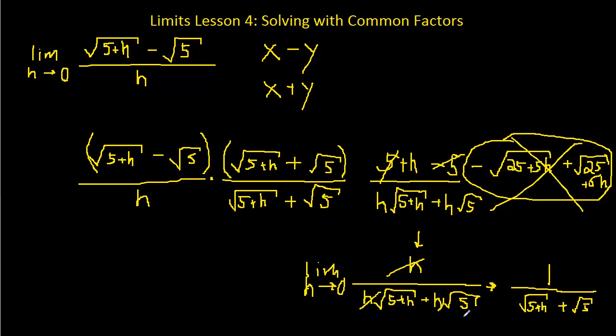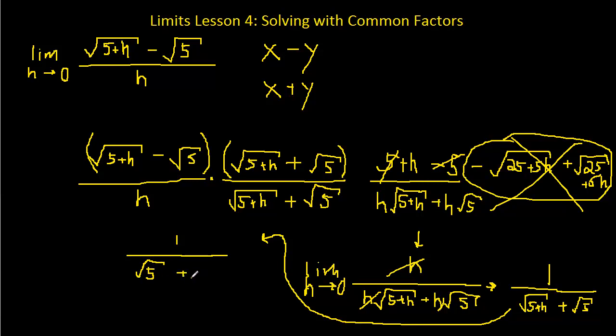Now, all we do is plug this 0 in, so I'm going to bring this over here so we have some room. Plug the h in for 0, 1 over radical 5 plus 0, which is going to be radical 5, plus radical 5. So our answer is going to be 1 over 2 radical 5.